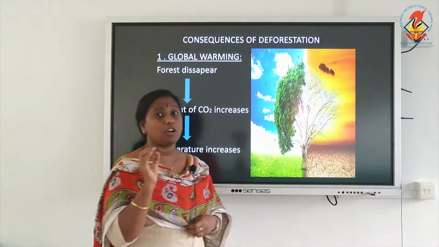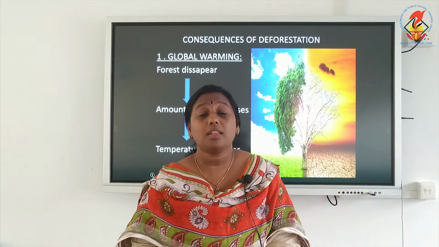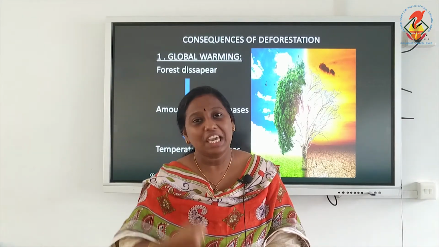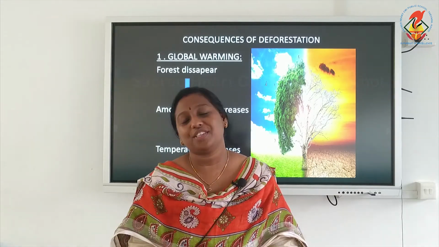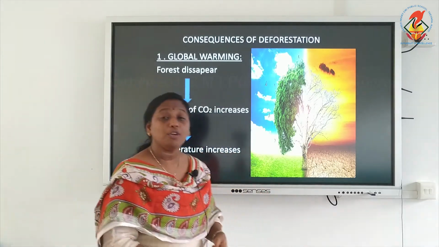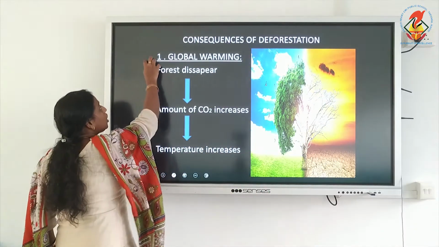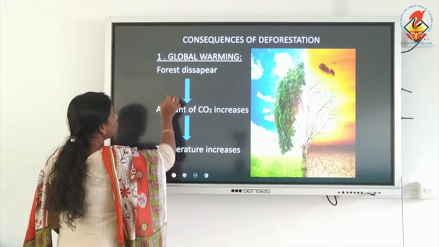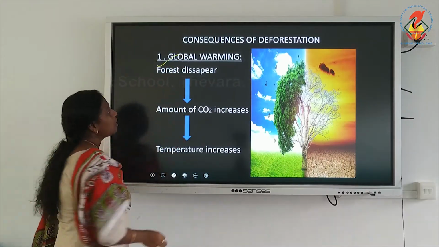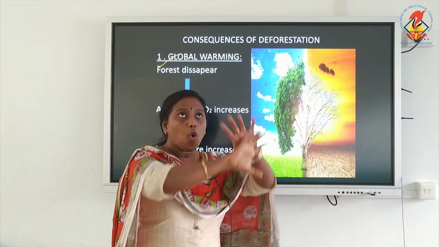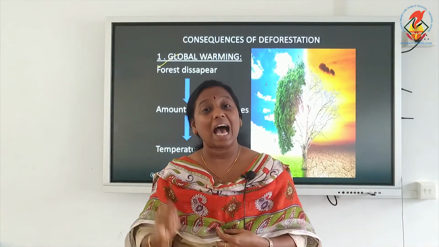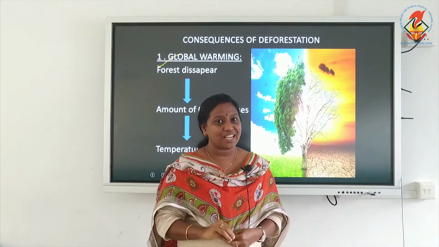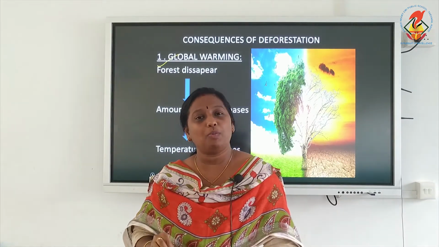Now we will see what are the consequences of deforestation, or what are the after effects of deforestation. If deforestation continues like this, what will happen? That is what is called a consequence of deforestation. The first and foremost consequence of deforestation is global warming. Now, what do you mean by global warming? Global warming means the overall increase in the global temperature which happens as a result of deforestation.